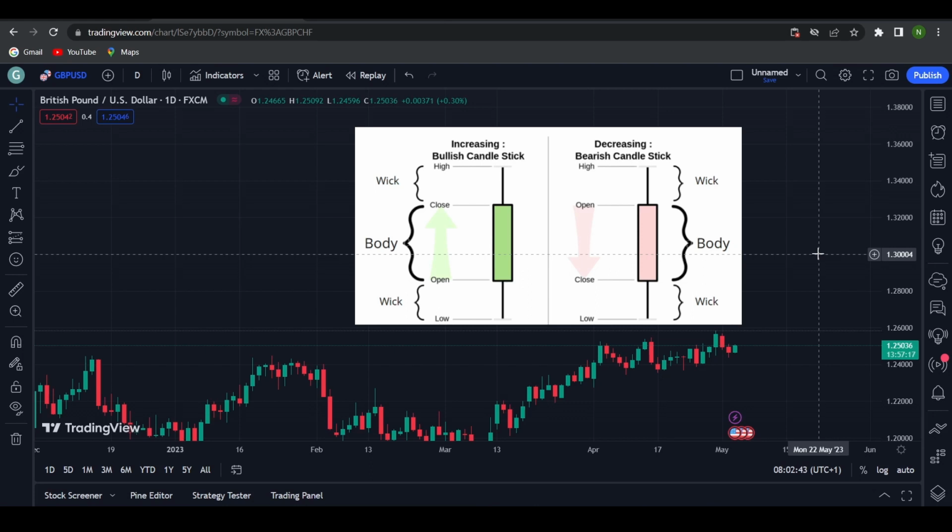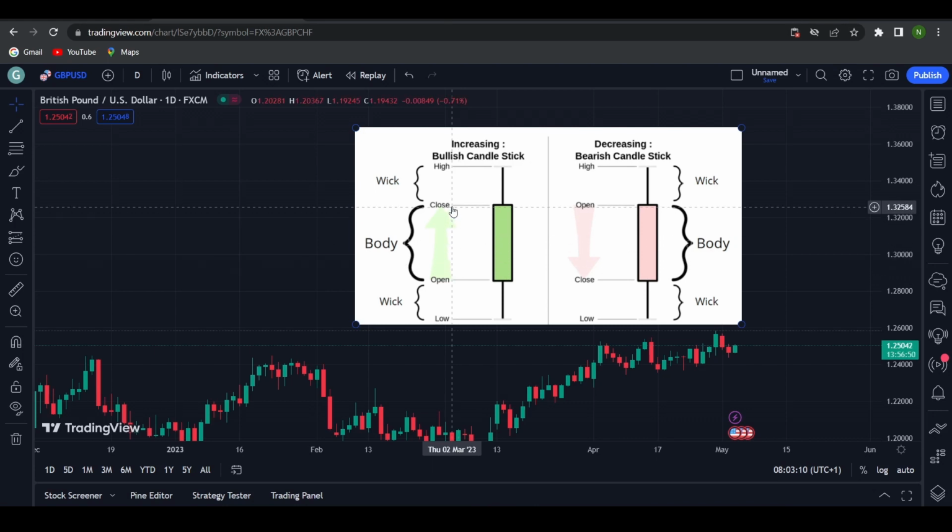To get started, there are two different types of candlesticks. The bullish one, which means that price is increasing, is usually colored in green. And then there is the bearish one, which means that price has been decreasing during the time frame that we set for this candle. Both of these have a body and wicks. The body is essentially the difference from the opening price to the closing one.